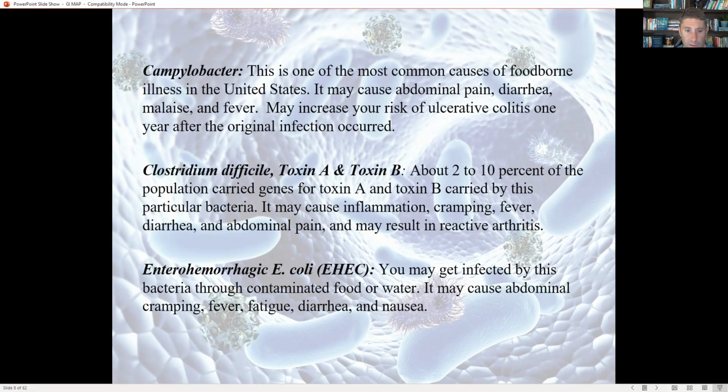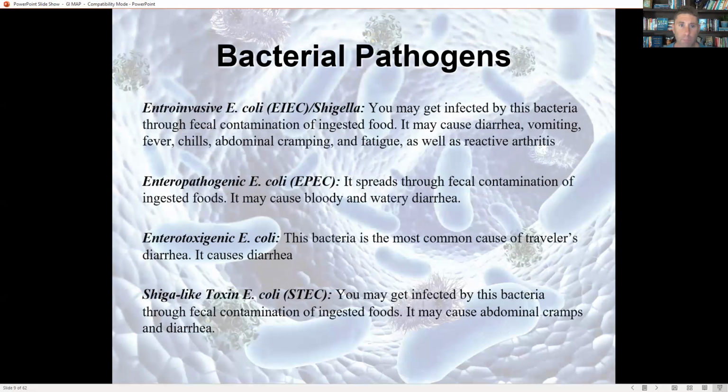healthy. However, the enterohemorrhagic form of E. coli is not good, right? And hemorrhagic basically means causes hemorrhage, right? So that is foodborne or waterborne. It can cause abdominal cramping, fever, fatigue, diarrhea, nausea, things like that. So big time problem there.